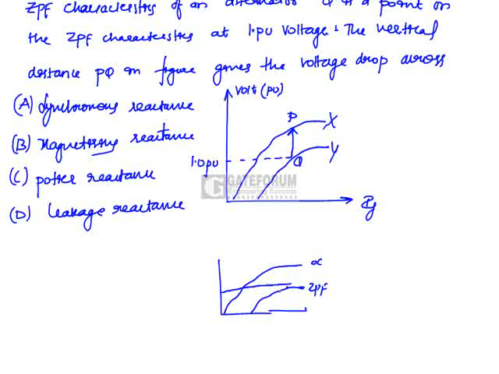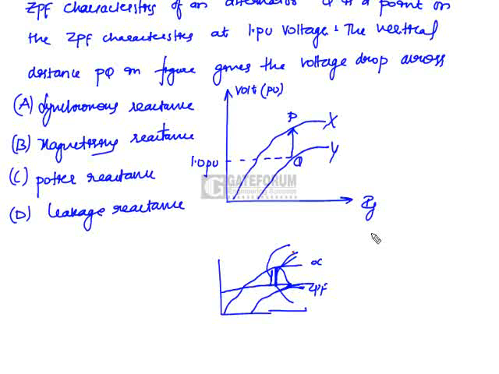Potier reactance is nothing but, now let us take this as a point of intersection. This gives the Potier reactance. Okay, the distance between this one and this one. But this is not the exact Potier reactance. There will be one more curve. You will get it like this, a small distance. Okay, this is the exact Potier reactance.